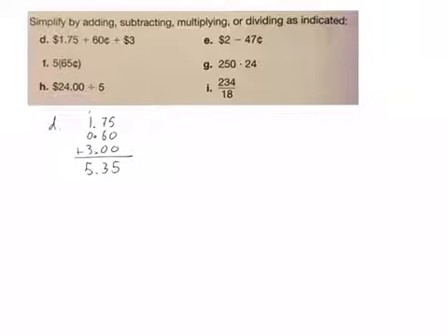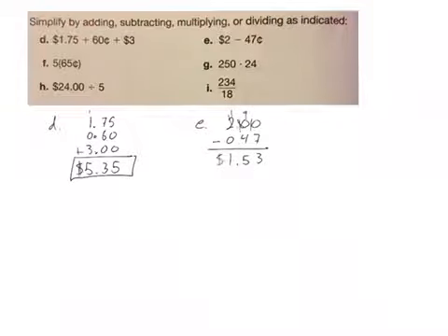So $5.35. E is $2 minus 47 cents. So remember, on addition and subtraction, we want to make sure and line up the decimal places there. I have to borrow on this. It's going to be 10, 9, 3, 9 minus 4 is 5, 1 minus 0 is 1. So $1.53.